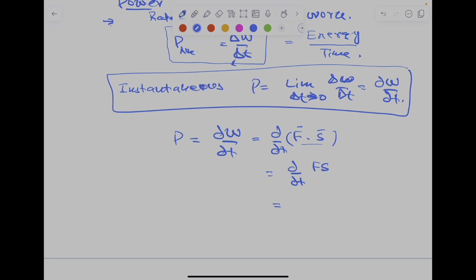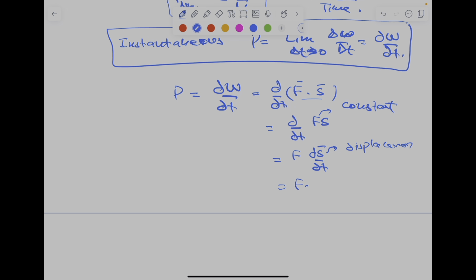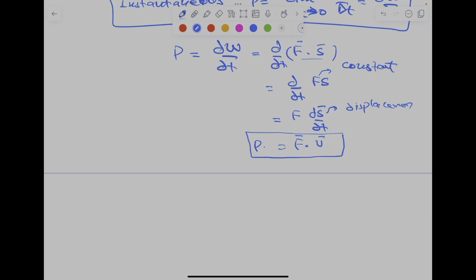So if the force is constant, you can take this force out and this becomes ds over dt, where ds is displacement. So what is the rate of change of displacement? It is nothing but the velocity. So your power is nothing but the dot product of force and the velocity. So power is a scalar quantity, as your work is a scalar quantity as well.